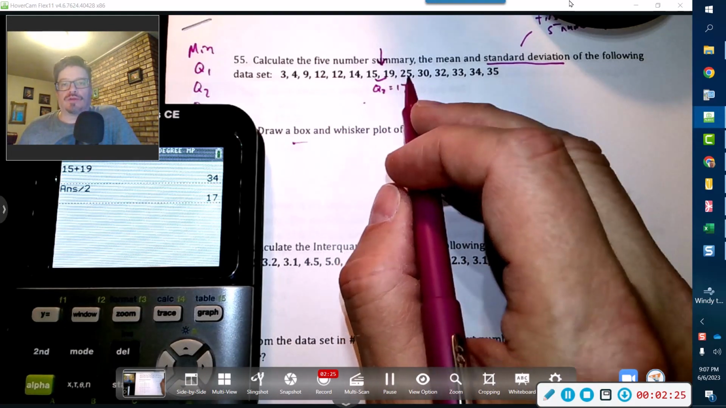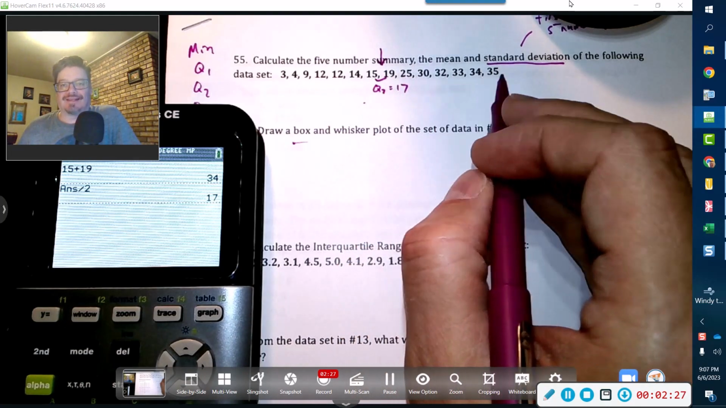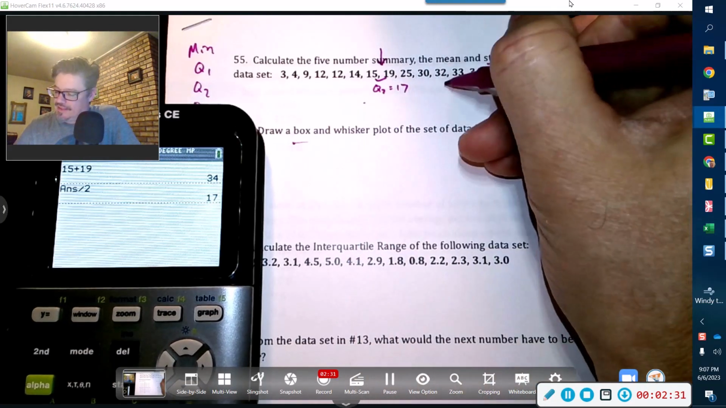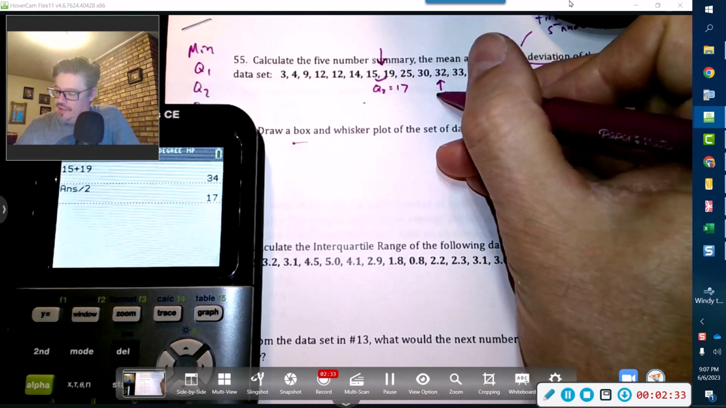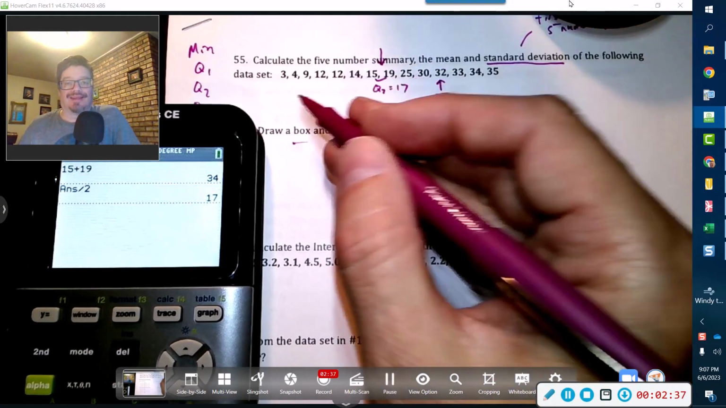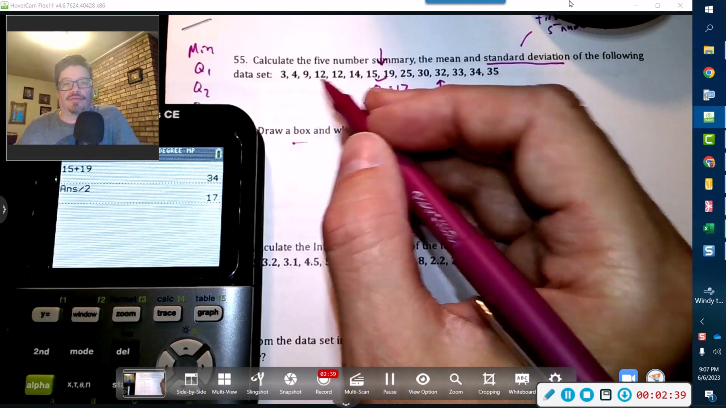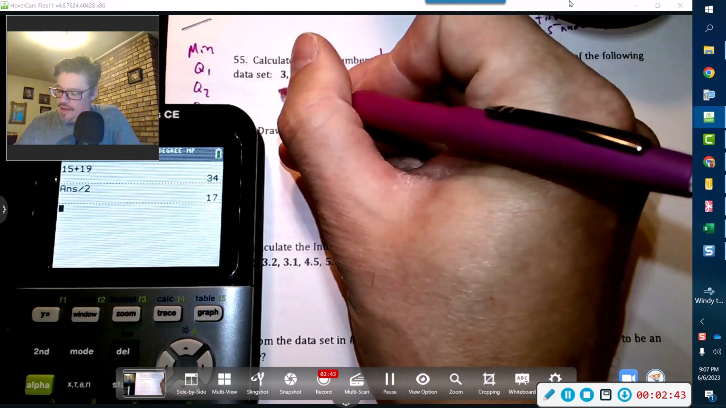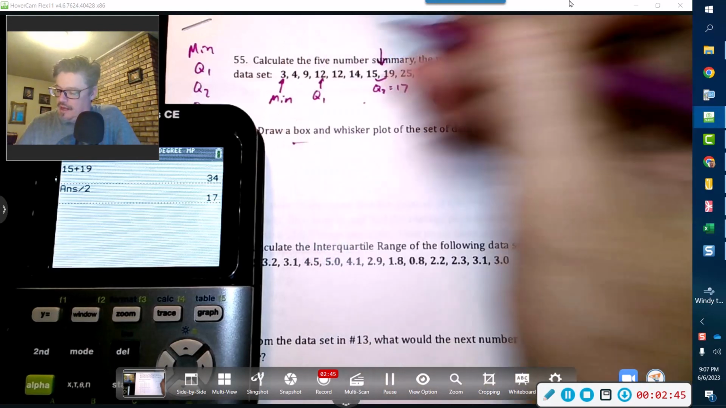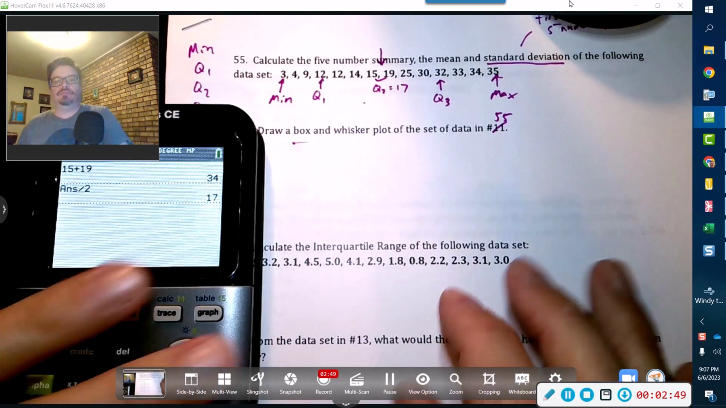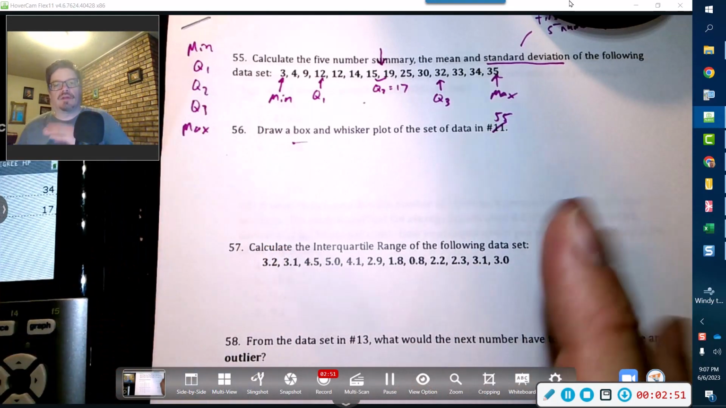So 1, 2, 3, 4, 5, 6, 7. That means I can go 3 on one side, 3 on the other, and this guy right here is actually Q3. This side, go right into the middle, 3, 3. It looks like this guy is Q1. That is my min, and that is my max. Now that's your 5-number summary.